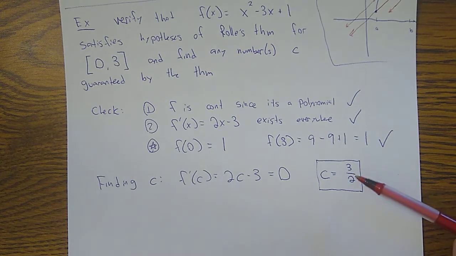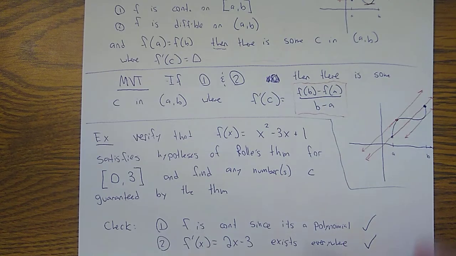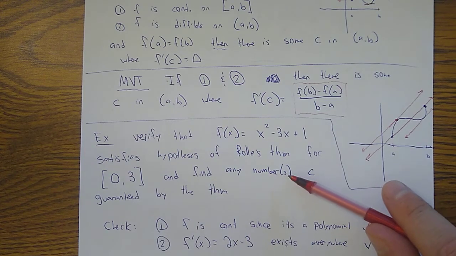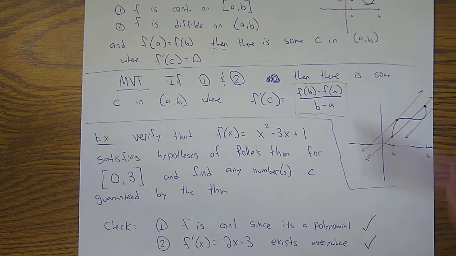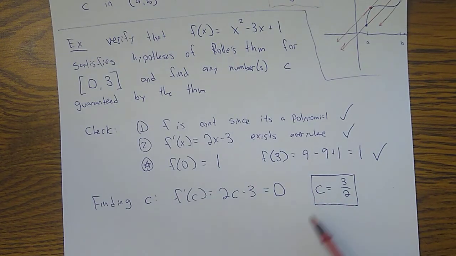Once again, the theorem guarantees the existence of at least one C. So it's possible that I would find more than one solution, and I was supposed to find all of them. Remember, this has possibly multiple numbers C that I could find. This just has one solution. You may run into problems where you have more than one solution, and that's fine. Just list them all.